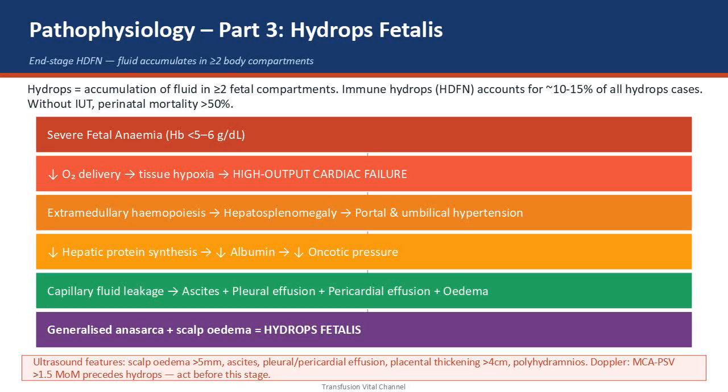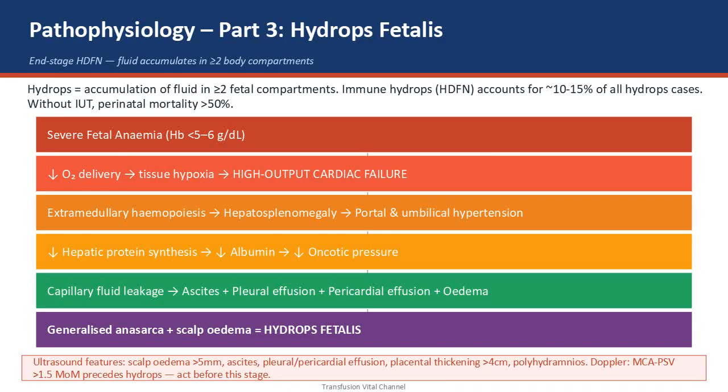First, severe anemia, where the hemoglobin drops to less than 5 to 6 grams per deciliter, critical anemia from ongoing hemolysis that outstrips the compensatory erythropoiesis. Then it leads to high output cardiac failure. The heart compensates for reduced oxygen delivery by increasing the cardiac output. Eventually the myocardium fails, and cardiomegaly is visible on the ultrasound.